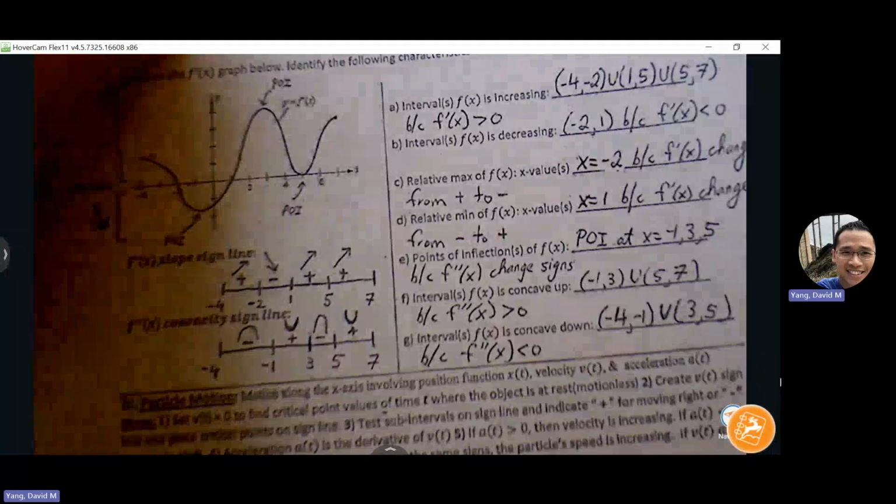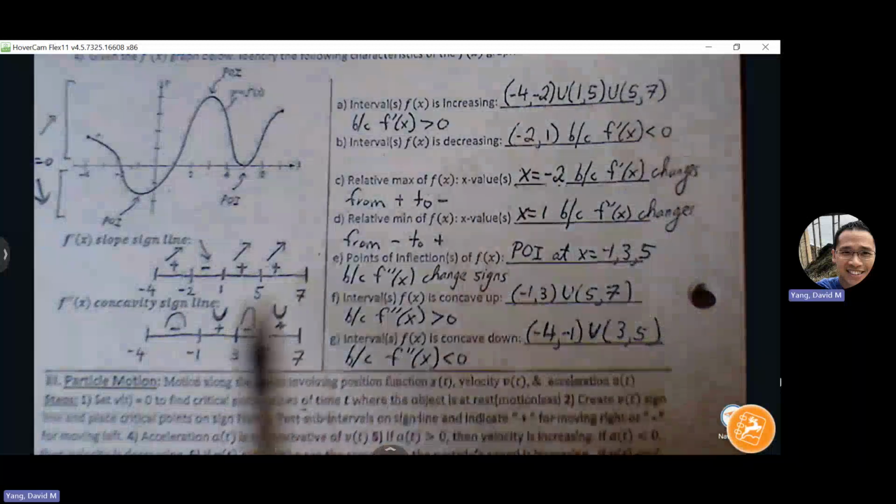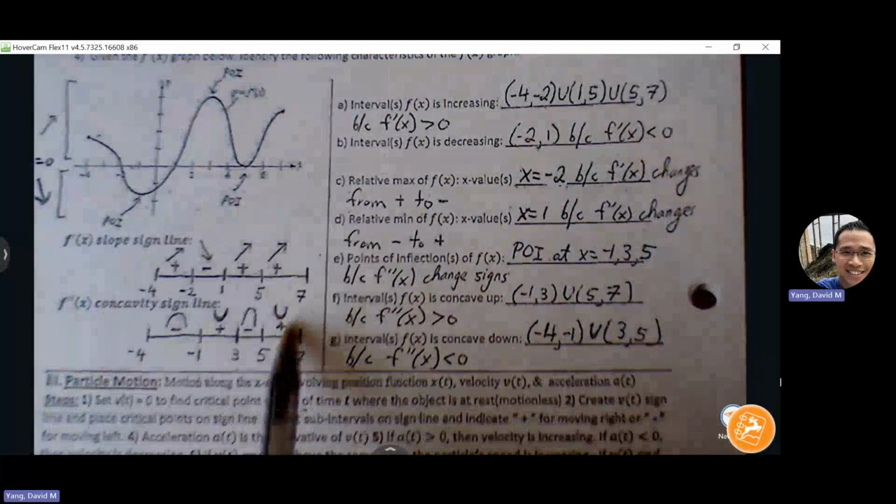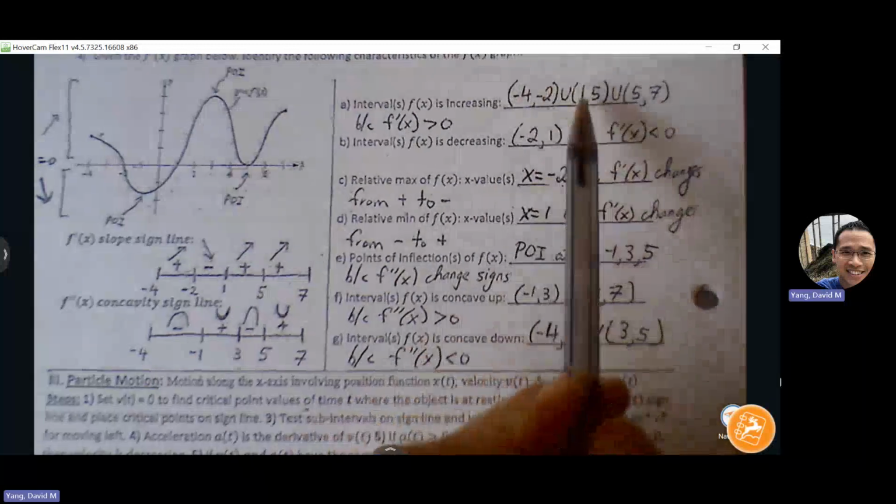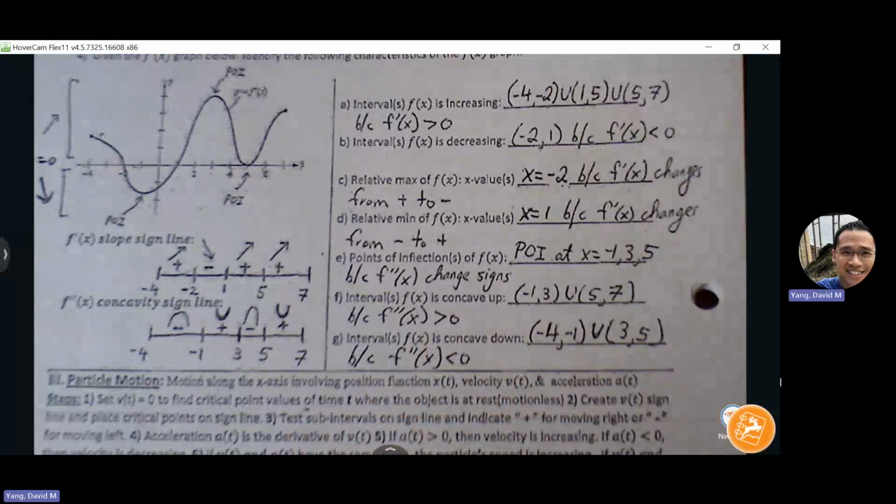And once you have your slope sign line, then it's easy because you're just reading whatever the arrows and the symbols tell you to indicate wherever your original graph is rising or falling or relative max or relative min, and the intervals of concave up and concave down.